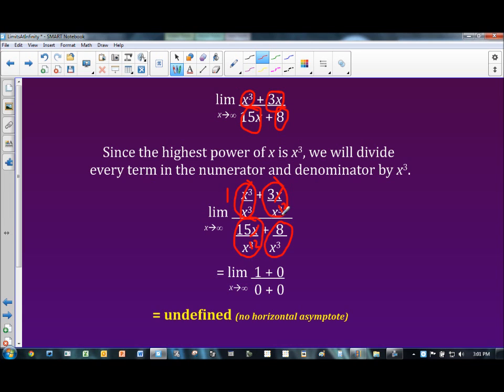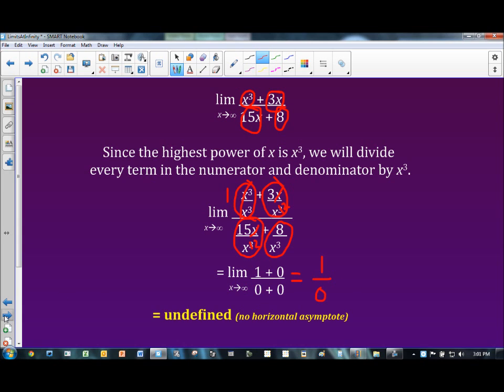3 over x squared becomes 0 as x gets really big. Same with 15 over x squared, that approaches 0 as x gets really big, and 8 over x cubed approaches 0 as x gets really big. So what I have is a 1 on the top and a 0 on the bottom, and that is undefined. So there is no horizontal asymptote.